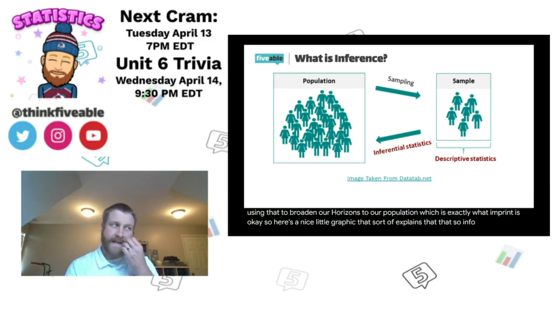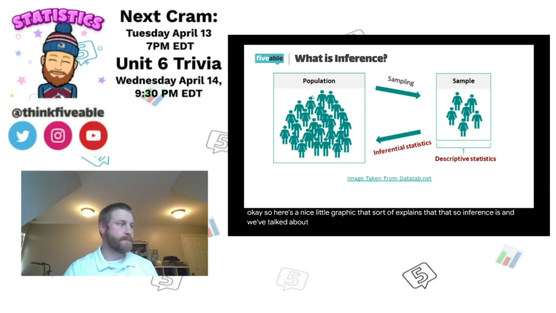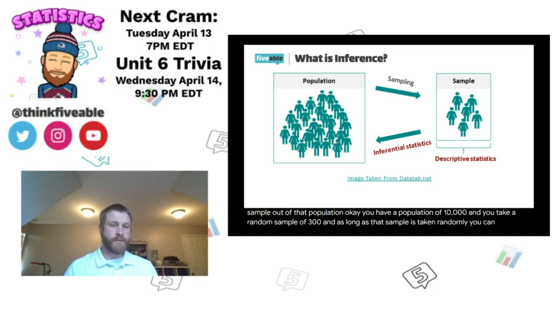So inference is, and we've talked about this procedure, you have a population of people. You take a random sample out of that population. Okay, you have a population of 10,000 and you take a random sample of 300. And as long as that sample is taken randomly, you can use, for lack of a better word, numbers about those 300 people to make an inference about the population.